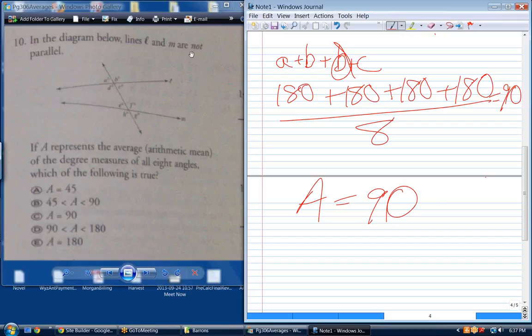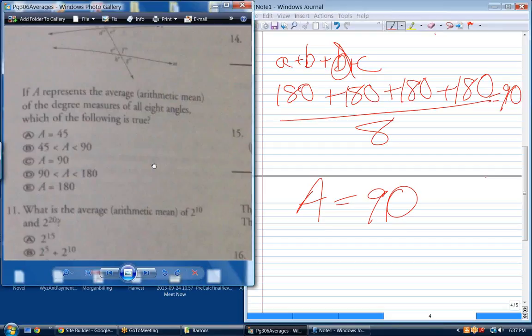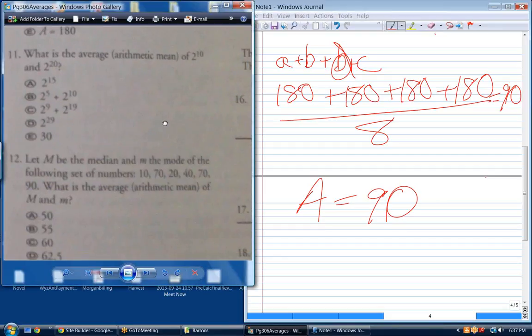Why did they tell us those two lines weren't parallel? It had nothing to do with anything. It's probably to, like, mess you up. It is. Absolutely. It's to throw you off. It's not the first question I've seen where they throw in irrelevant information.